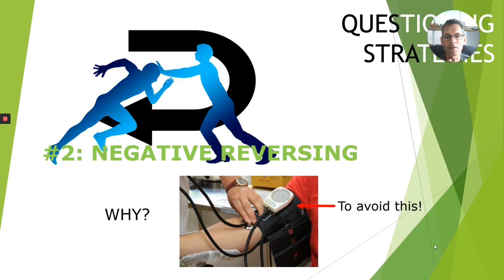The second one is negative reversing. Negative reversing is really just going in the opposite direction to which they expect you to go. Usually when you're in a sales conversation, the prospect you're talking to is to some extent on guard, and they're always looking to protect themselves. So they're trying to find a justification for their line of thinking.